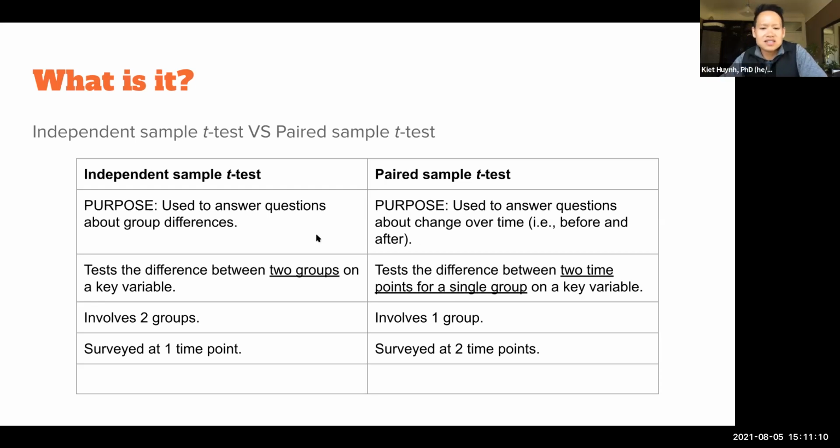That means that the independent sample t-test has two groups that you're looking at, whereas the paired sample t-test only has one group that you're looking at. In the independent sample t-test, people are surveyed at one time, whereas in the paired sample t-test, people are surveyed at two different times.